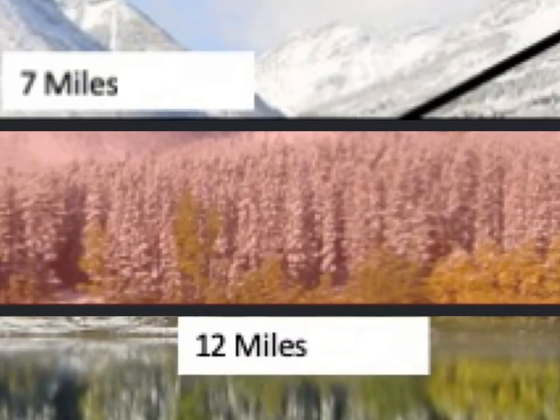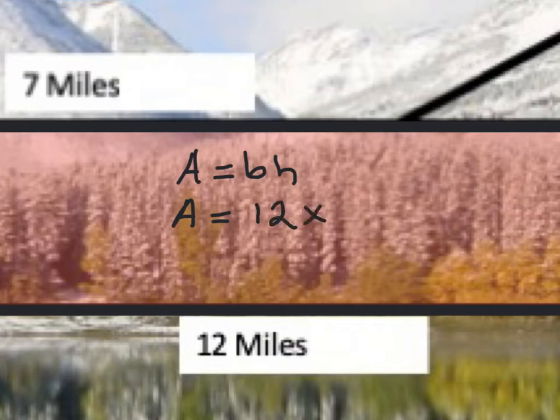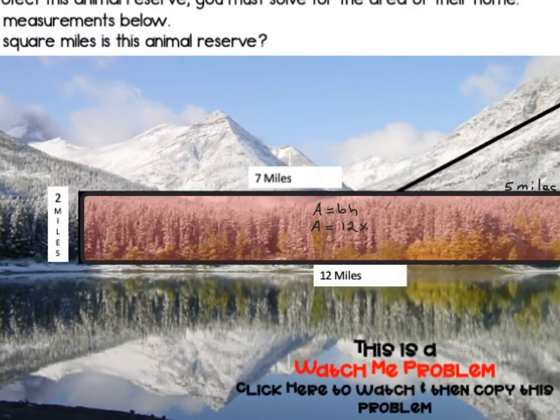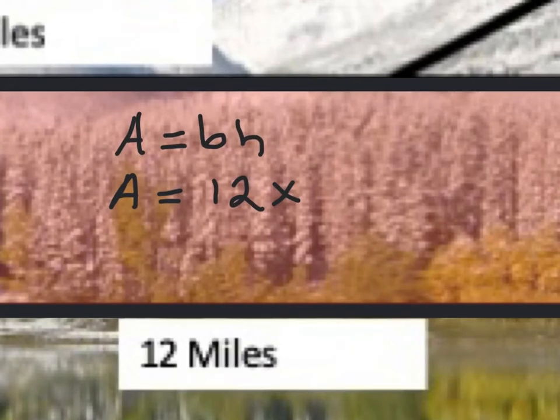I'm going to write this problem here. And for the area of a rectangle, A equals base times height. So A is going to equal, and my base right here is 12 miles. So I'm going to write 12 right here, and I'm going to multiply that by the height. Now the height happens to be right here, 2 miles, right? So let's go ahead and enlarge this again and write my 2 right in there.